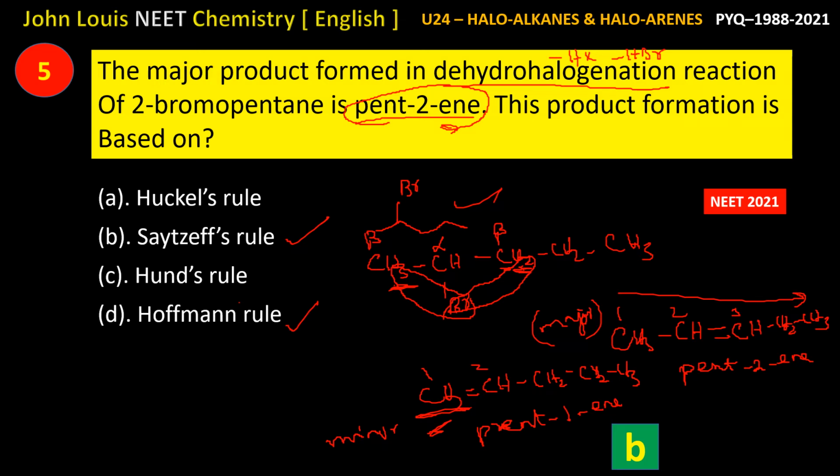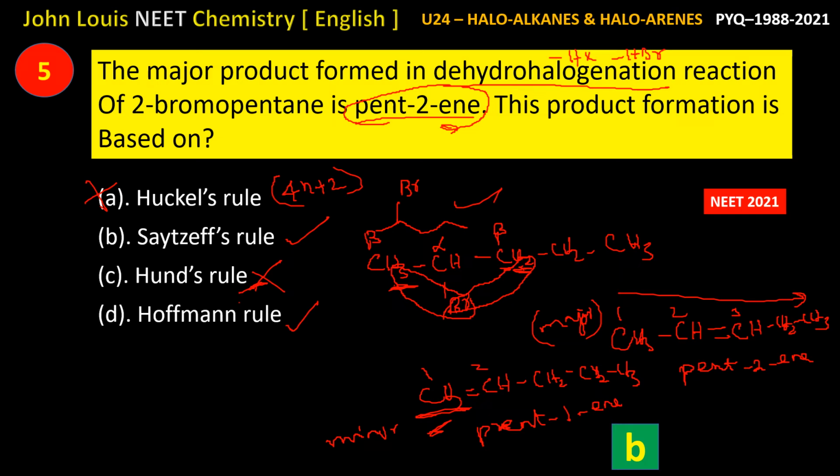See, Hund's rule you would have learnt in electronic configuration. Electrons never pair up in equal energy orbitals until all the equal energy orbitals are singly filled. So that is no way connected here. Therefore this option C is ruled out. Then what is Huckel's rule? Huckel's rule is to find out the aromaticity. If the number of electrons is 4n plus 2 in any cyclic compound, that compound is aromatic. So n can be any integer from 0 to any number. So that is to find out whether the compound is aromatic or not. That is in no way connected with this reaction. Therefore A is also ruled out.